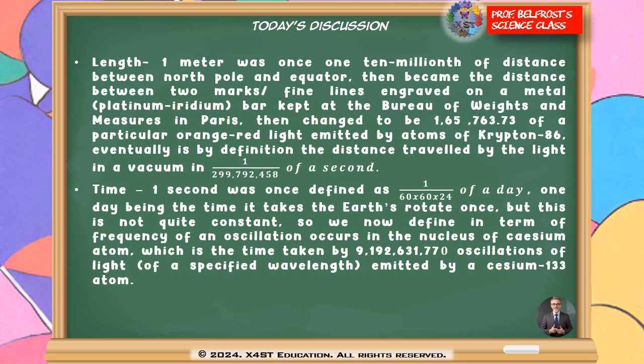So scientists came to the definition that now 1 second is defined in terms of the frequency of an oscillation occurring in the cesium atom, which is the period taken by 9,192,631,770 oscillations of light of a specified wavelength emitted by the cesium-133 atom. This is also one of many cesium isotopes. Okay, you don't need to ask me.